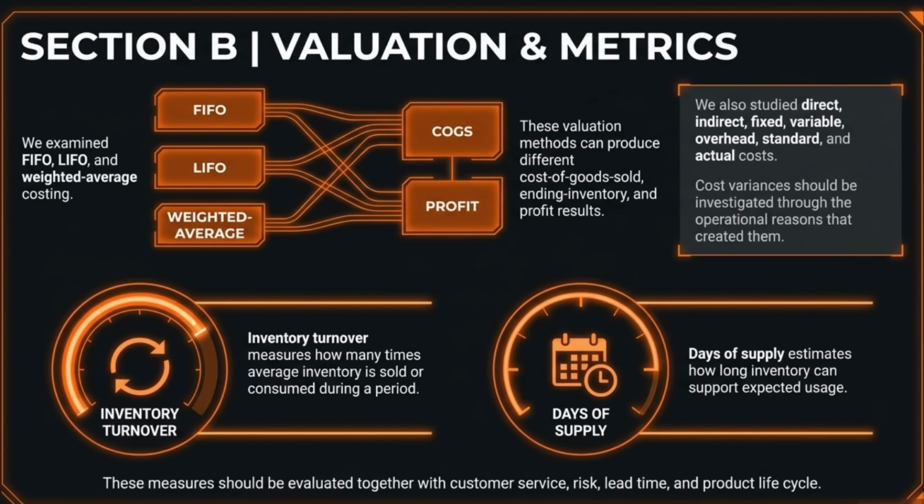We also studied direct, indirect, fixed, variable, overhead, standard, and actual costs. Cost variances should be investigated through the operational reasons that created them. Inventory turnover measures how many times average inventory is sold or consumed during a period. Days of supply estimates how long inventory can support expected usage. These measures should be evaluated together with customer service, risk, lead time, and product lifecycle.